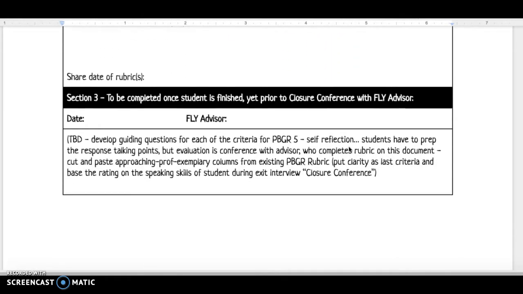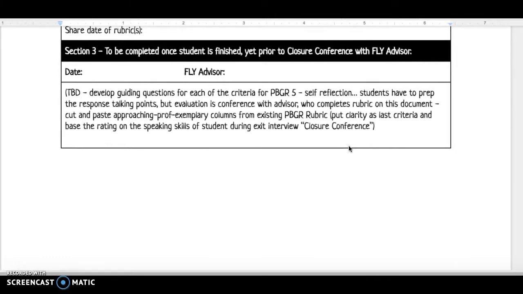Then you go and do all your stuff, right? You go learn, you go experience things, maybe you interview people, you produce something, you engage in whatever it is you're about to engage in. And section 3 you complete once you're done, okay? You complete it prior to your closure conference with your FLY advisor.